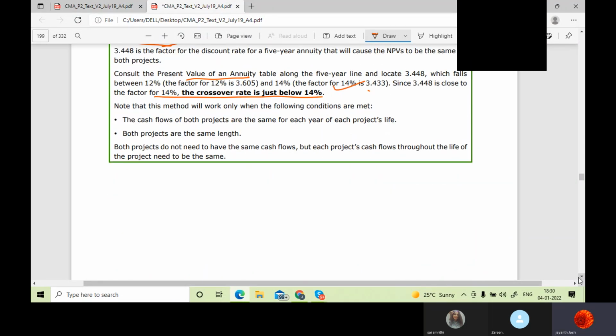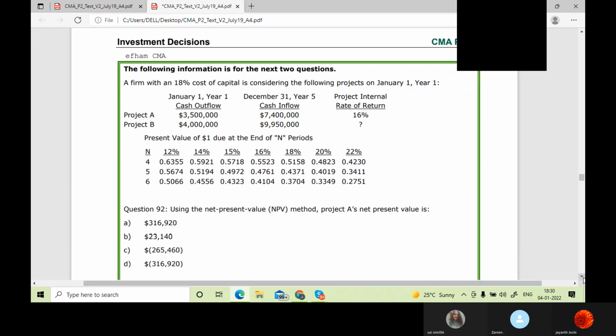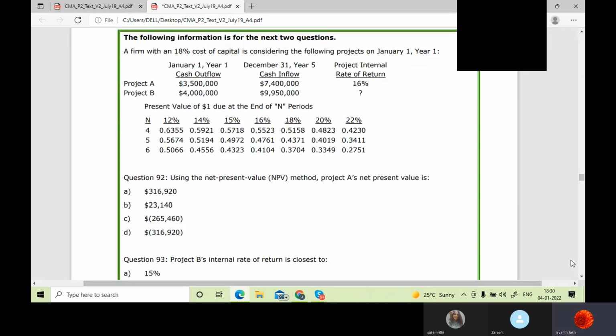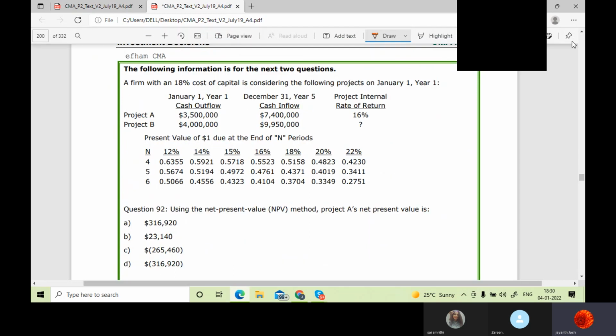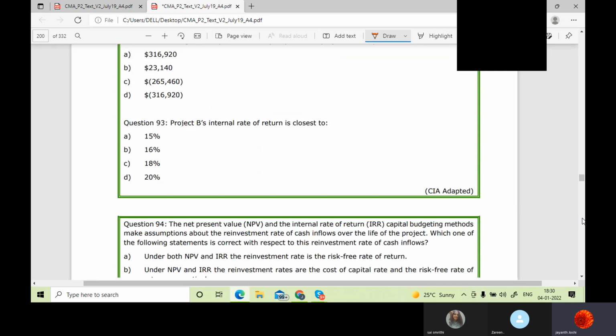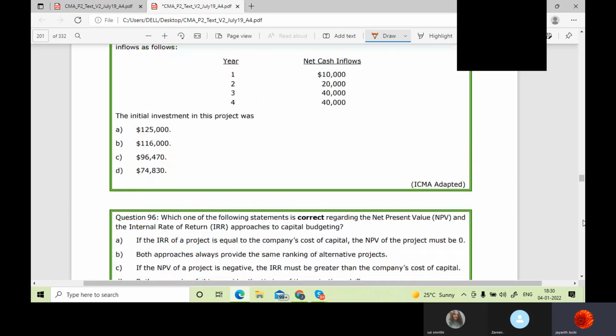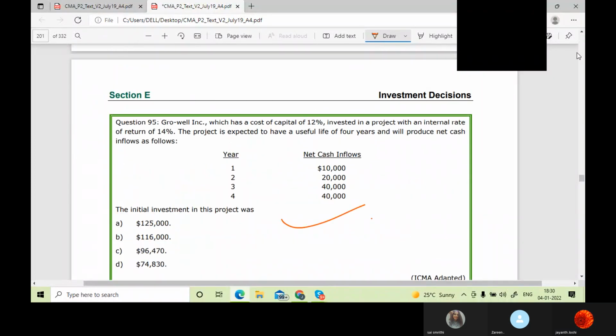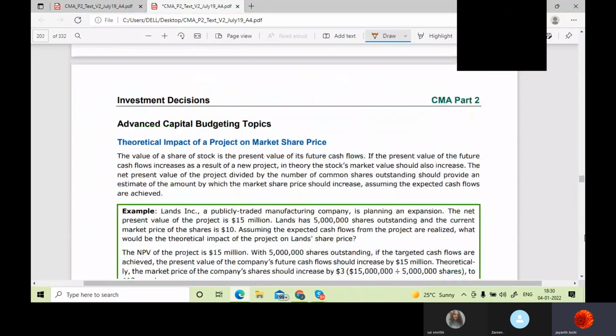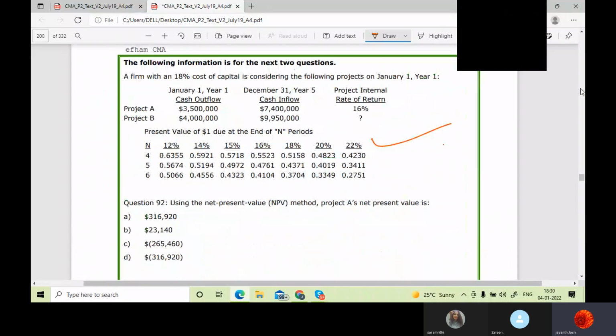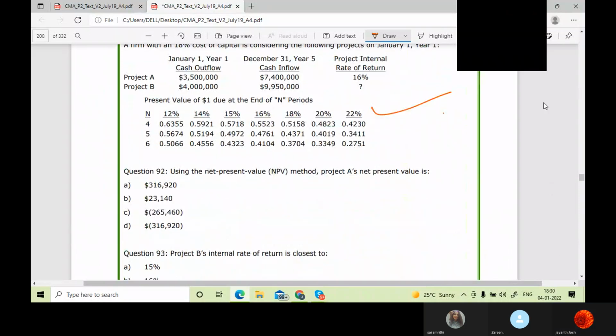Okay, let's move forward. Can you do this question? Can you try this? And also this one. Okay, I'm giving time. Come on, start this. I'm waiting.